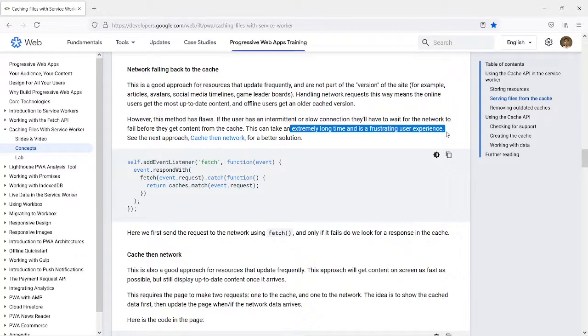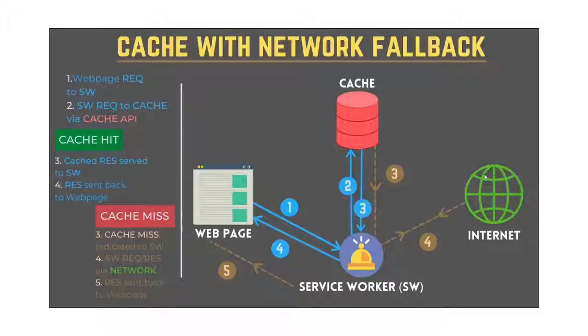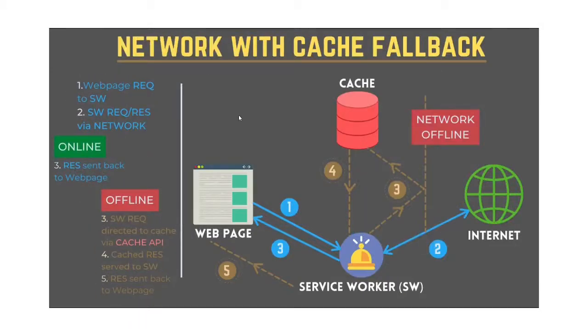Just to make it more clear, let's go to the diagram again. So network with cache fallback. The web page makes a request to the service worker, and we have the fetch intercepted there. Then because it is network first, it always makes a request to the internet. And depending on whether we are online or offline, there are two possible sequences of steps there.